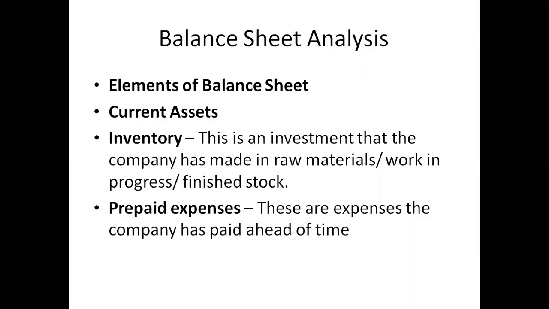Now, current assets. Current assets include inventory. This composes almost 70% to 90% of the company's whole expenditure on manufacturing. Now, this inventory exists in three forms, that is raw materials, work in progress, and finished stock.